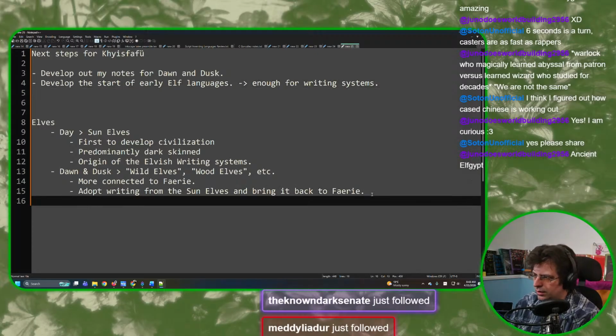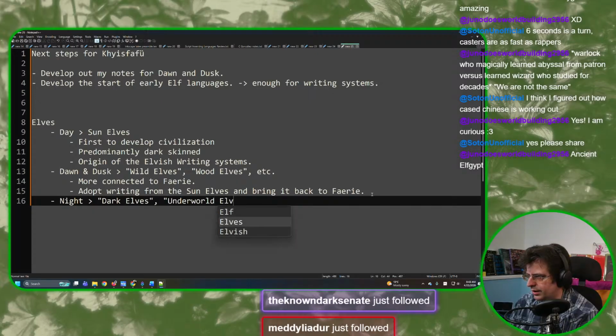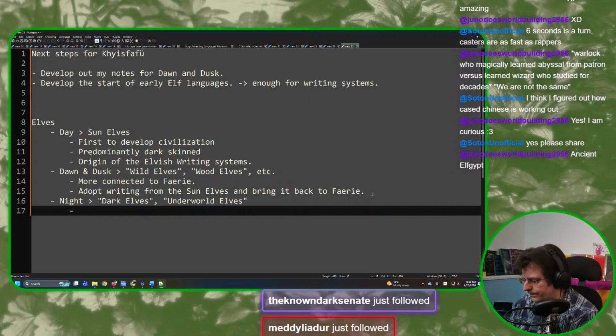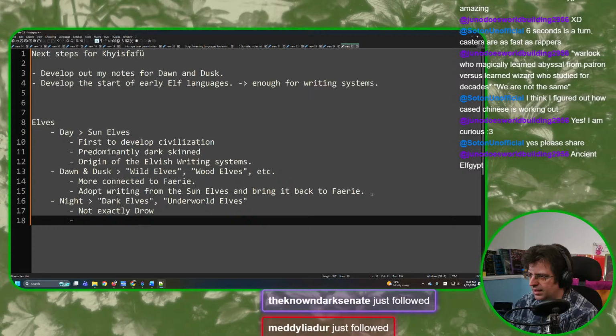There are also, from night, the dark elves. Maybe underworld elves. These are the elves of the Underdark. This is not exactly drow. I imagine them having a pallid complexion, like they are so removed from the light that they've lost all color. So they have very sickly white skin, as opposed to the day elves who are dark skinned. So that's why they're not the drow.